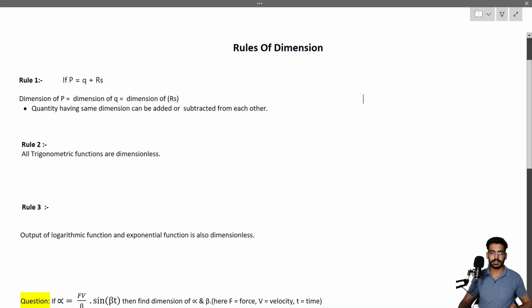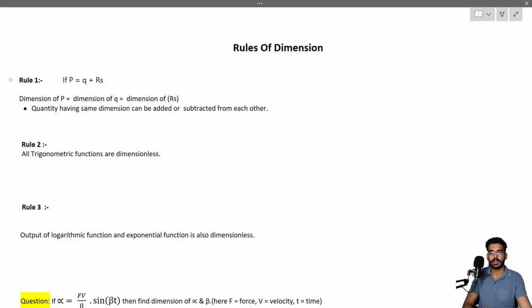So now we have our next thing, that is rules of dimension. What are the rules of dimension? That way you can identify whether an expression is correct or not, and how to identify other units on the formula. Let's take the first rule. In general, we have an equation P equals Q plus RS. P has some dimension, Q has some dimension, R has some dimension, and S has some dimension.